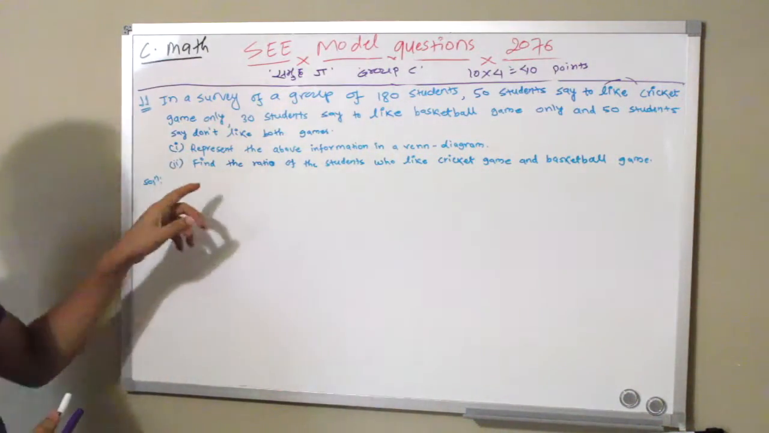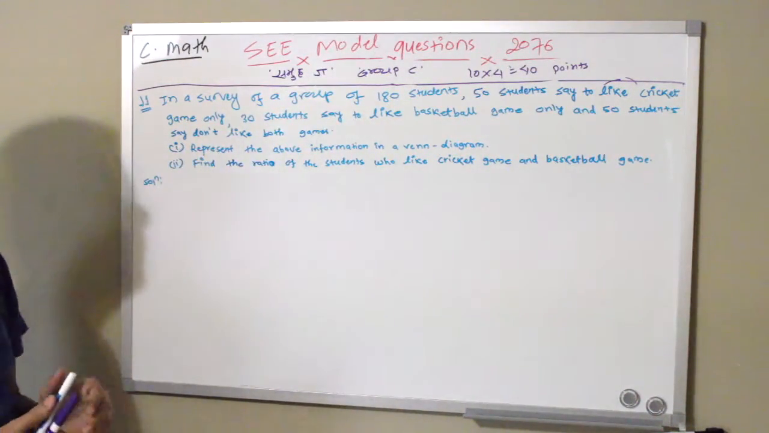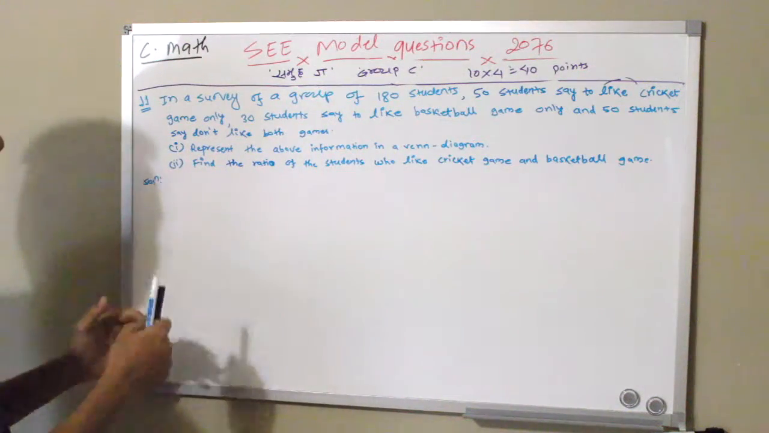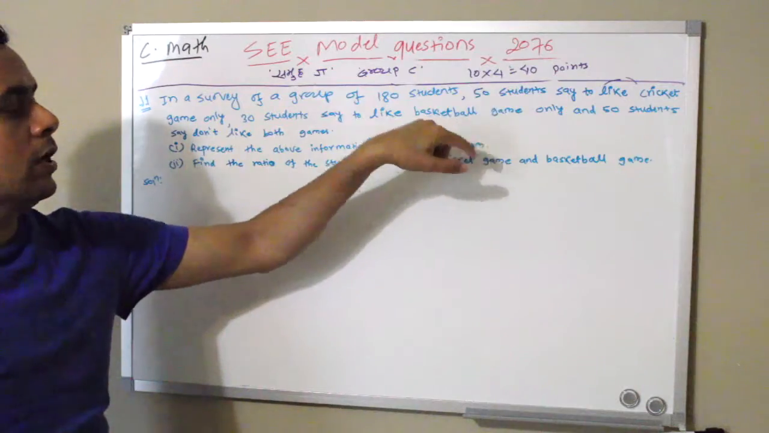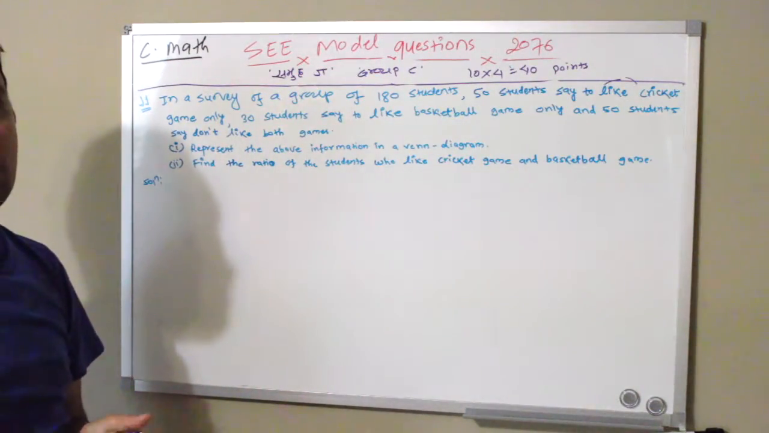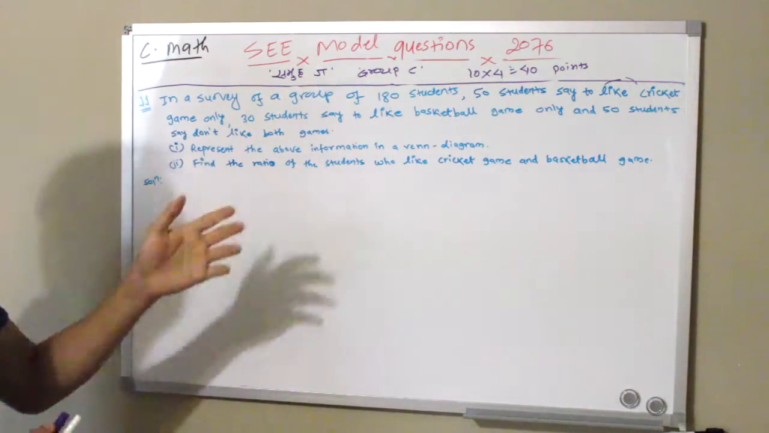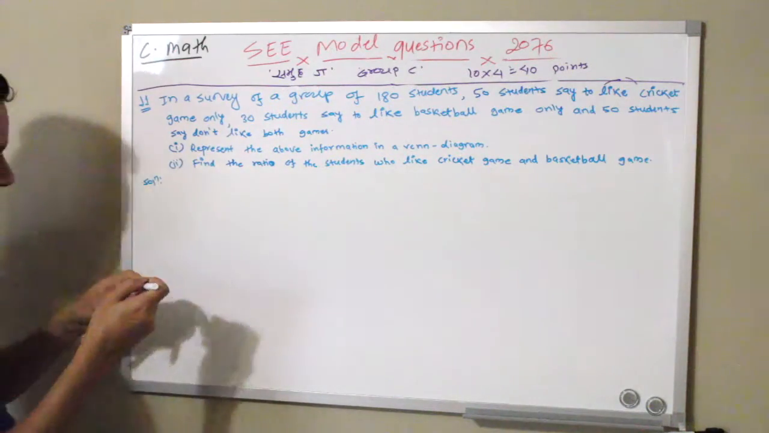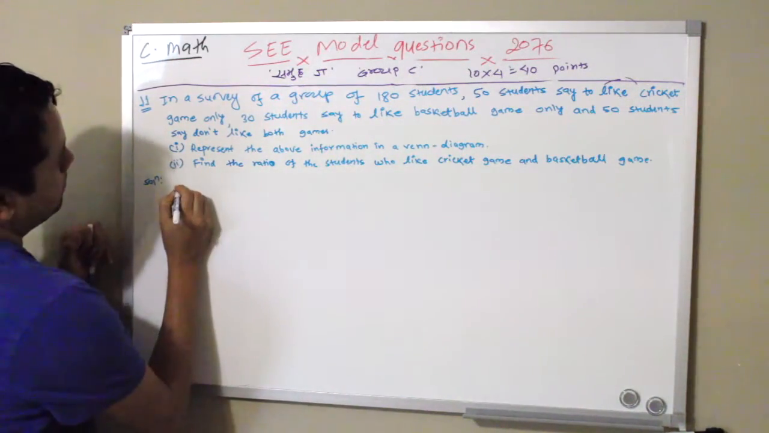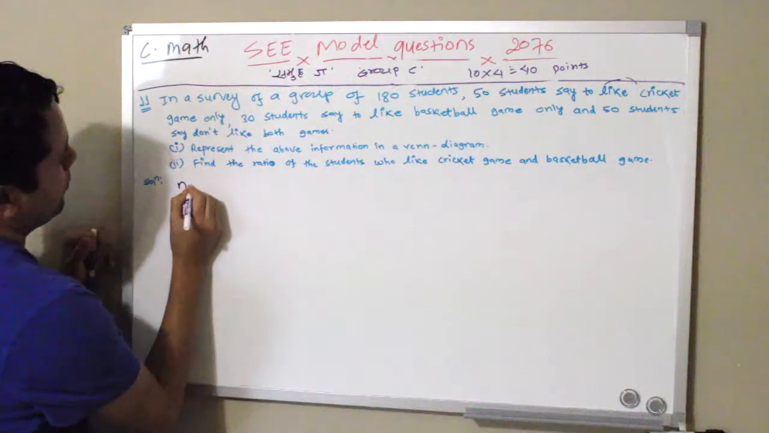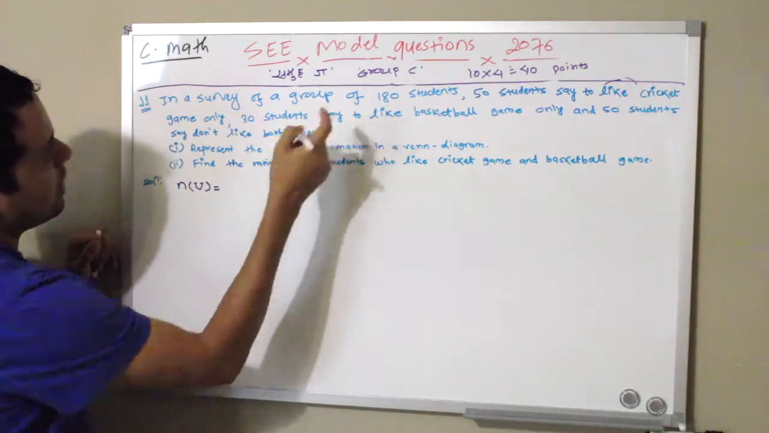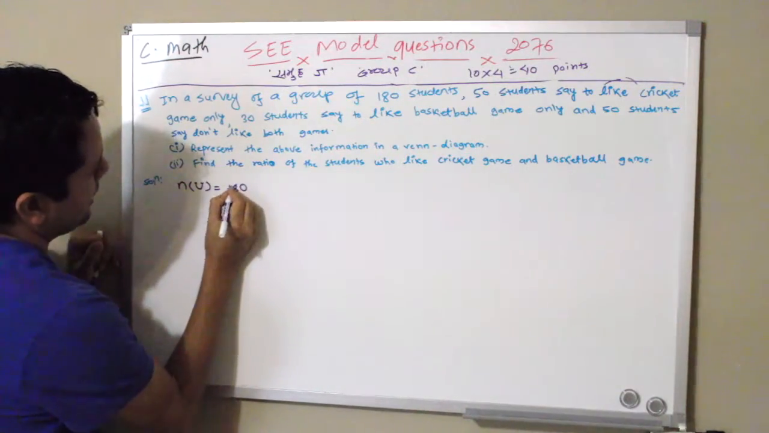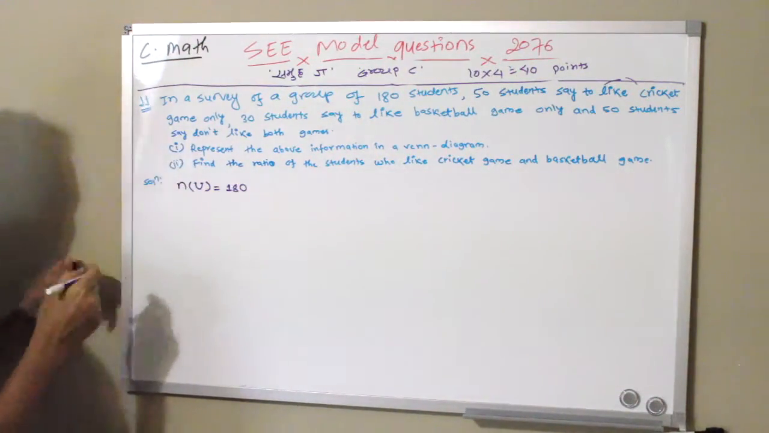So the question says represent the above information in a Venn diagram. And then find the ratio of the number of cricket students to the basketball students. Let me write down the number of the universal set. How many total students are there? 180 students.